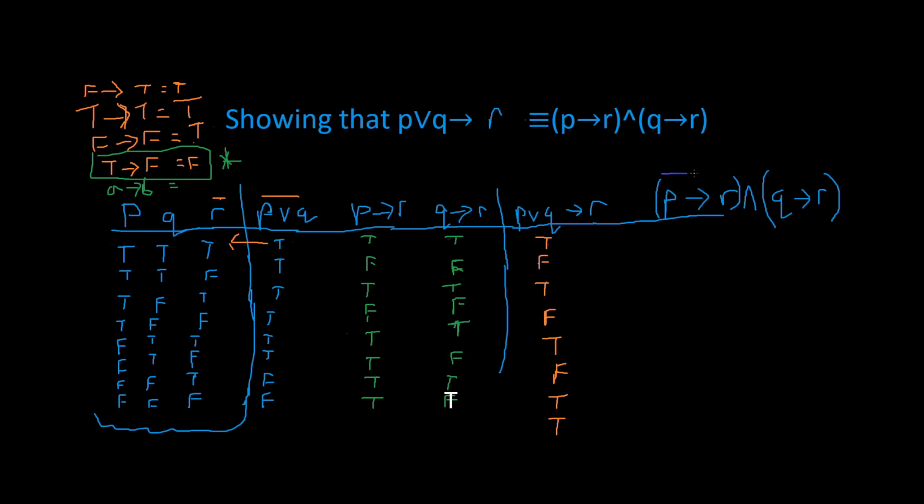And so now we're going to look over here. We're going to look at this, which is this one and this one. So I'll write it over here. If both are true, then the statement's going to be true. So this is going to be true. This is going to be false. This is going to be true. This is going to be false. This is going to be true. This is going to be false. And the bottom two right here, this is true.